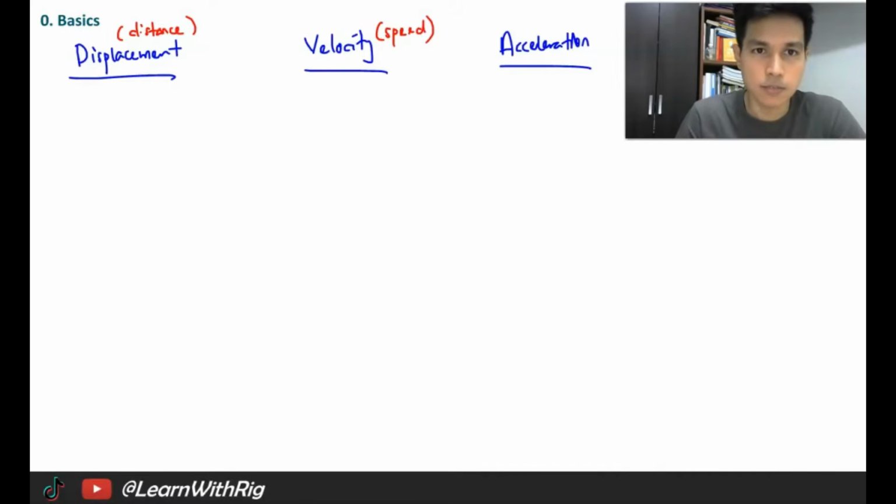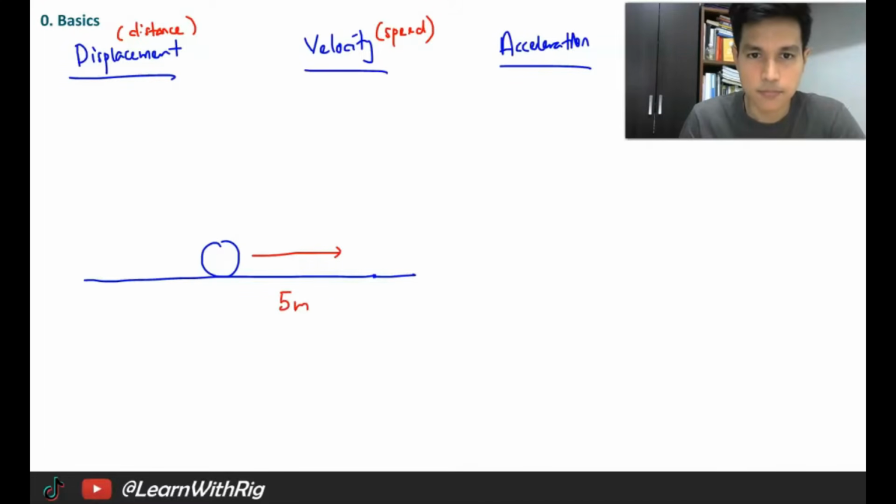Let's say displacement and distance. Let's say you have a ball on a flat plane, on the floor. Now this ball rolls by, let's say, 5 meters. So it comes here, and then it rolls back. Now the ball stops here. Let's say it's 2 meters. So the ball rolled to the right 5 meters and then rolled to the left 2 meters.